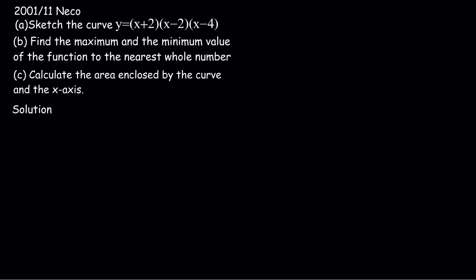Our next question states that A. Sketch the curve y = (s + 2)(s - 2)(s - 4). B. Find the maximum and the minimum value of the function to the nearest whole number. And C. Calculate the area enclosed by the curve and the axis.